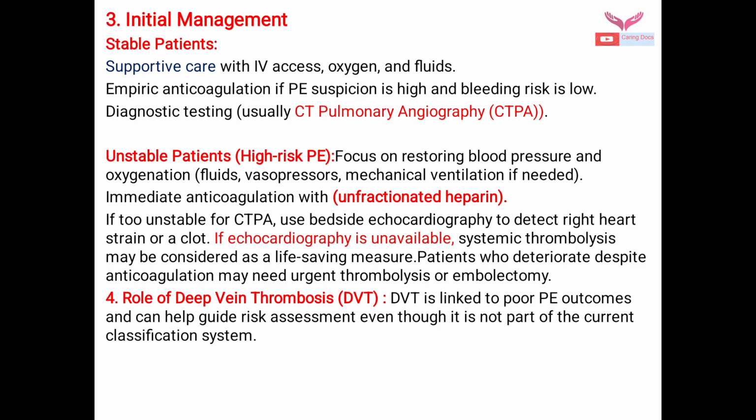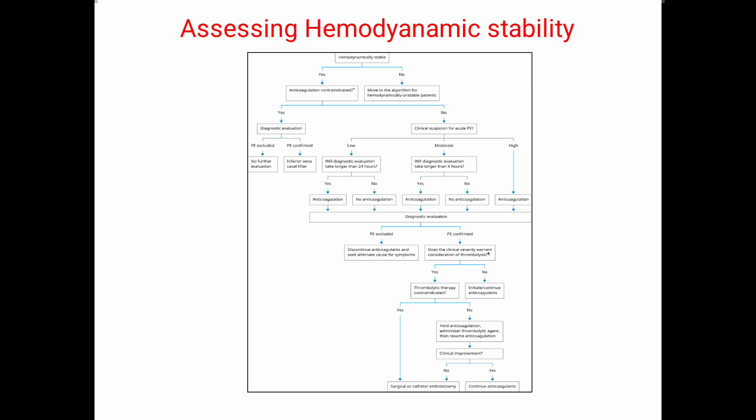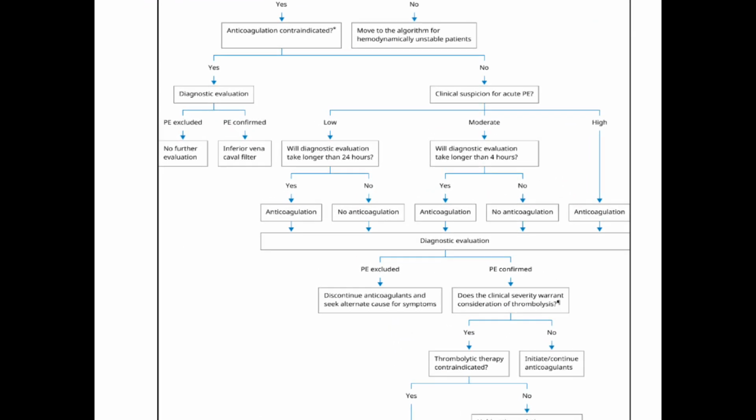Patients who deteriorate despite anticoagulation may need urgent thrombolysis or embolectomy. The role of DVT is linked to poor PE outcome and can help guide risk assessment, even though it is not part of current treatment or evaluation.